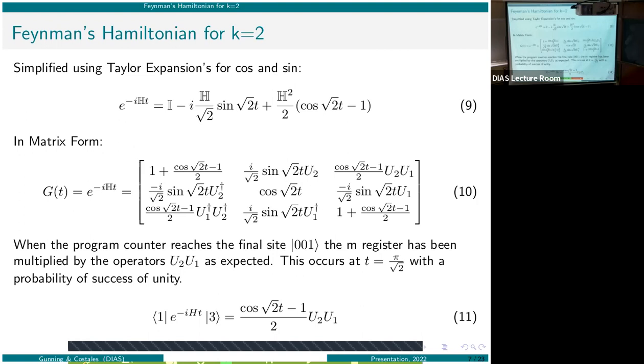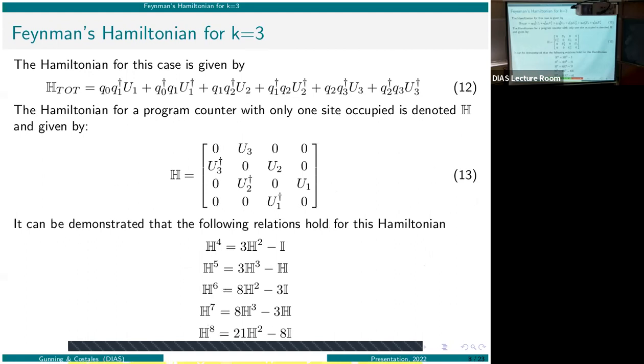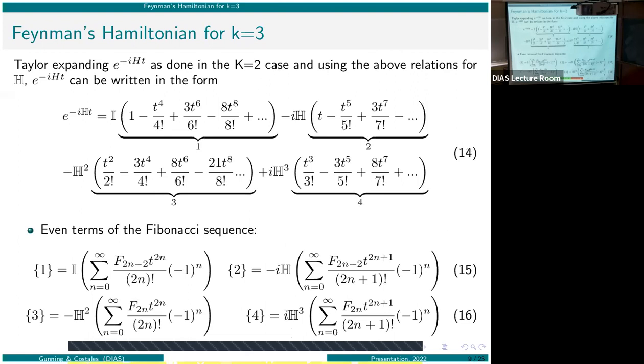We then move on to work for k plus 3 to see if we could spot some patterns that could generalize to larger k. This is our Hamiltonian here, and using the same method, we were able to separate out our Hamiltonian with only one side occupied, as shown in 13. We were able to establish the following relations based on this Hamiltonian that are shown here, which again we used in our Taylor expansion for e to the minus iHt.